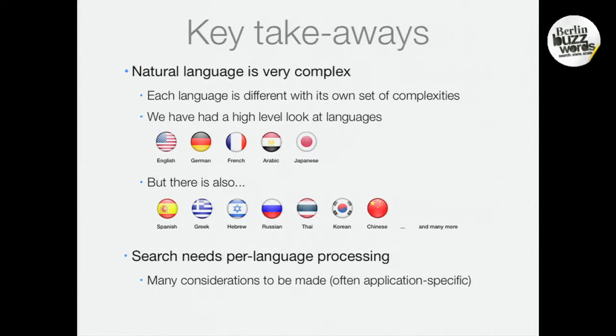So we have been looking at just a few languages, but there are lots and lots of other languages in the world that lots of people use. Each language is different, and each language has its own set of complexities that needs to be dealt with. Good search needs per-language processing, but how that processing is done is, in many cases, application-specific.